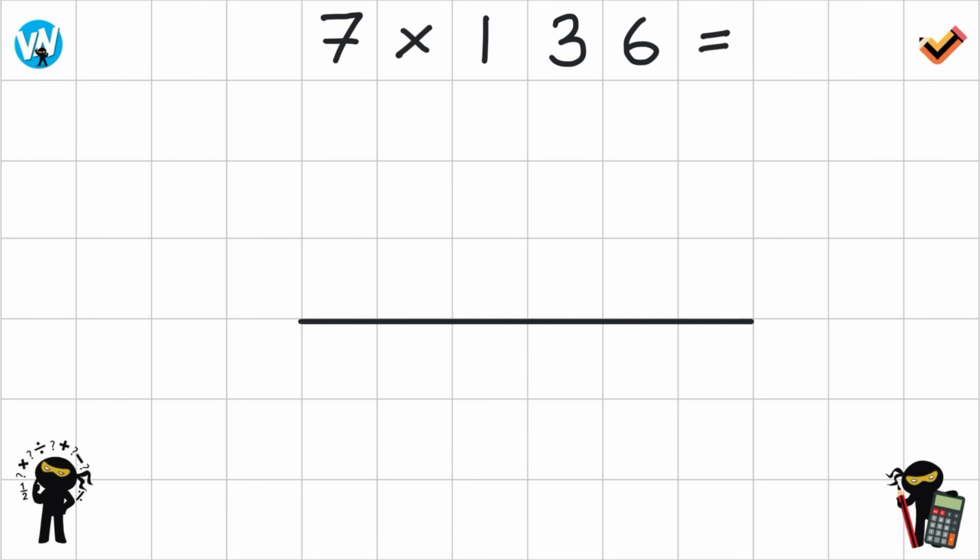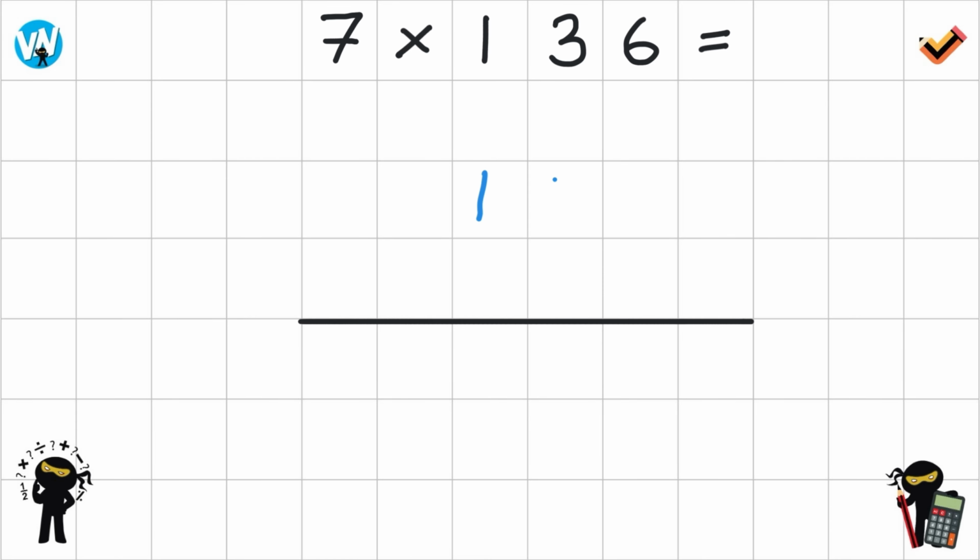So a slight change in the questions, or something slightly more difficult. We've now got 7 times a 3-digit number. So we've got our 1s, our 10s, and our 100s. Now nothing is actually going to change here. All that really happens is we have an extra calculation, because we'll do 7 times 6, 7 times 3, which is 7 times 30, and then we'll do 7 times 1. So essentially there's just an extra step, and nothing really changes.